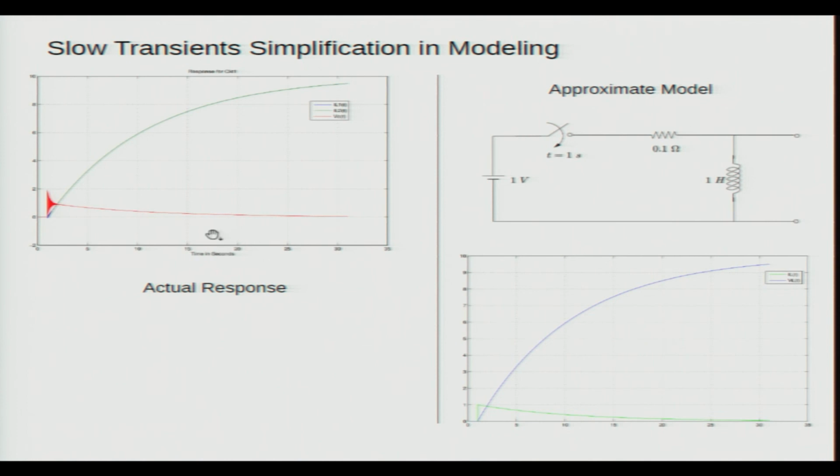The original response is what you see on the left hand side, the detailed model, whereas if you take an approximate model, this is what you get. Now, what is the inference? Of course, the approximate model does not give you exactly the response given on the left hand side, but what you see is that it captures the slow transient quite well. So, this is an important modeling aspect: in case you are interested in transients which are relatively slow changing, you can neglect the dynamics associated with components whose inductances and capacitances are very small.